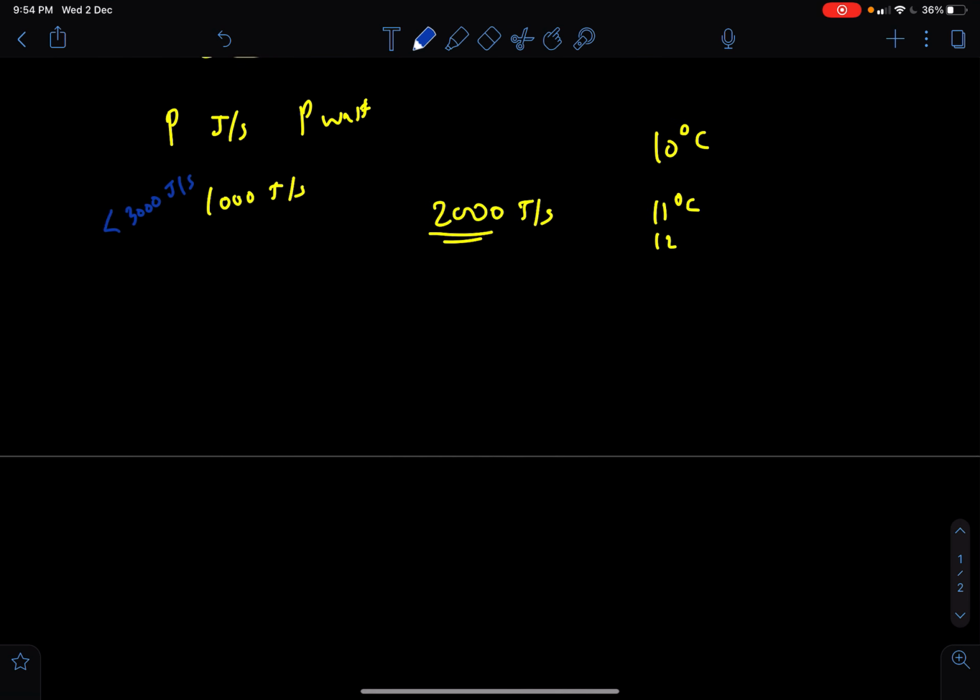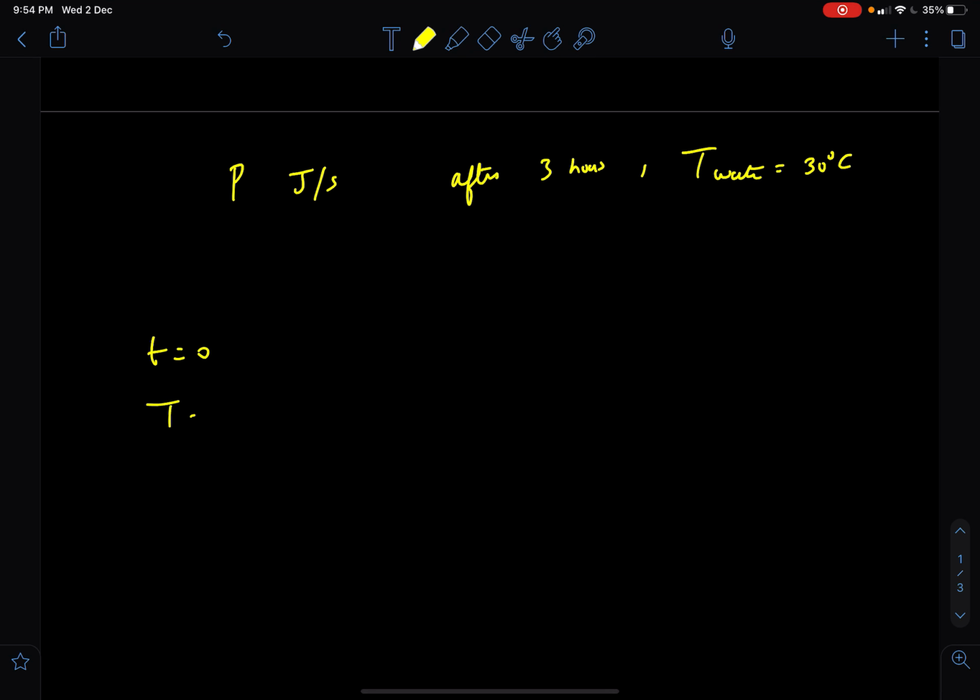So let us say that we have used a cooler of capacity P joule per second, so that after 3 hours the temperature of water has become 30 degrees centigrade. So at T equal to 0, what was the temperature? 10 degrees centigrade. At T equal to 3 hours, 3 hours means how many seconds? 3 into 60 into 60, and this is in seconds. In this many seconds, what is the temperature? 30 degrees centigrade. This is the limiting case, all right.